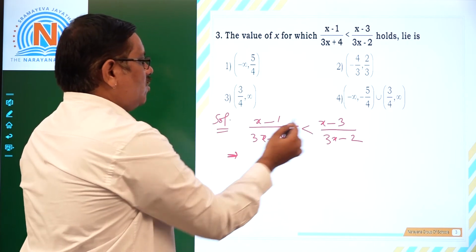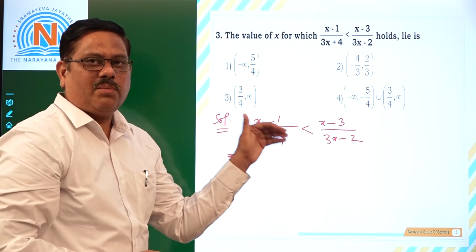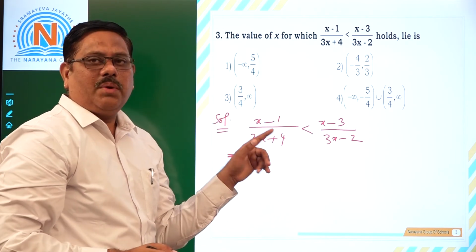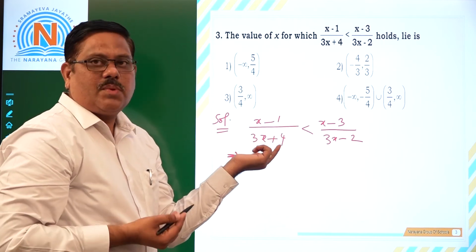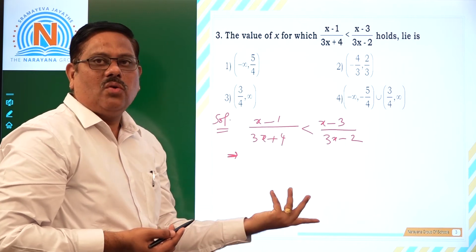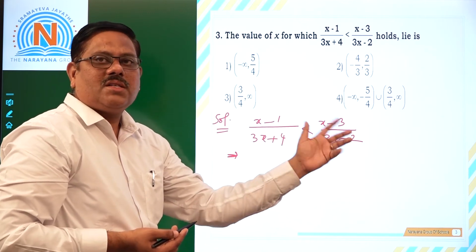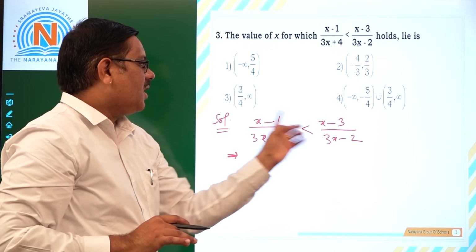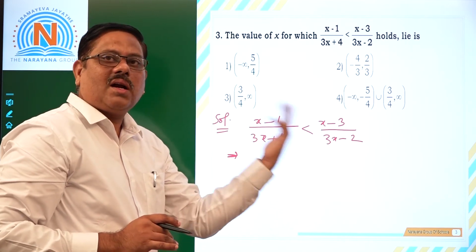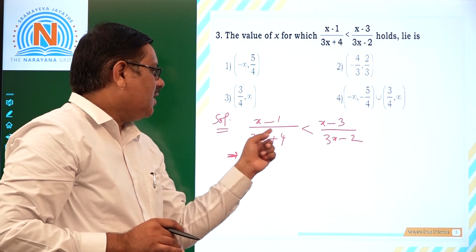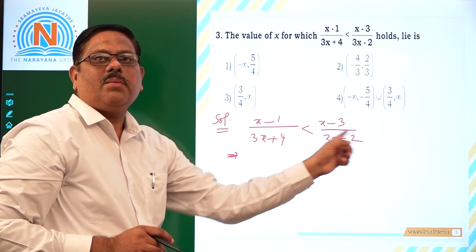That implies, don't go for cross multiplication. This is a very, very important thing. That is a warning you keep in mind. Should not cross multiply because we don't know what is 3x plus 4, whether it is positive or negative, we don't know. Here also 3x minus 2, whether it is positive or negative, we don't know. If you cross multiply, we are not sure about the inequality, whether to write less than or greater than. If it is a constant here and constant here, we can do cross multiplication.